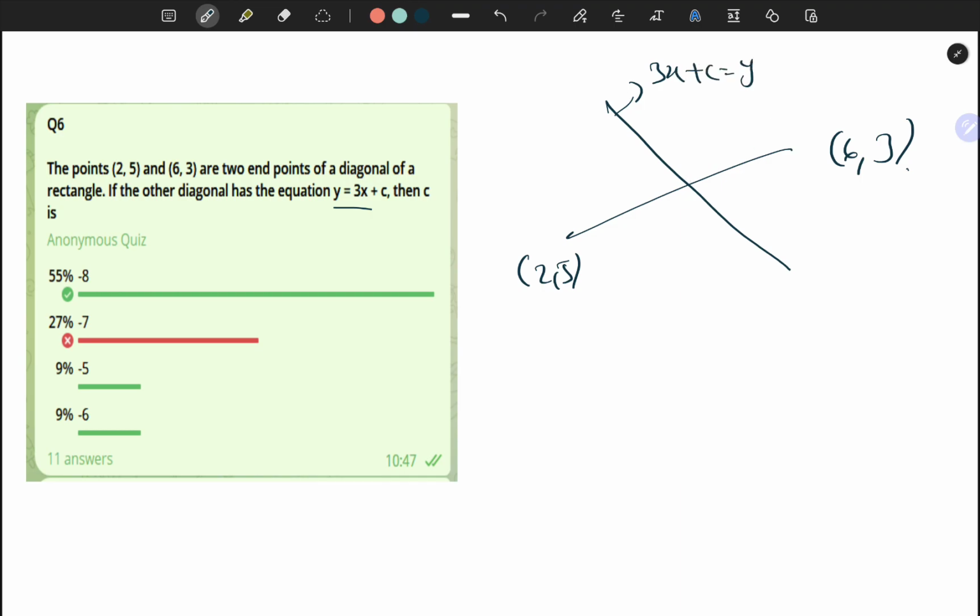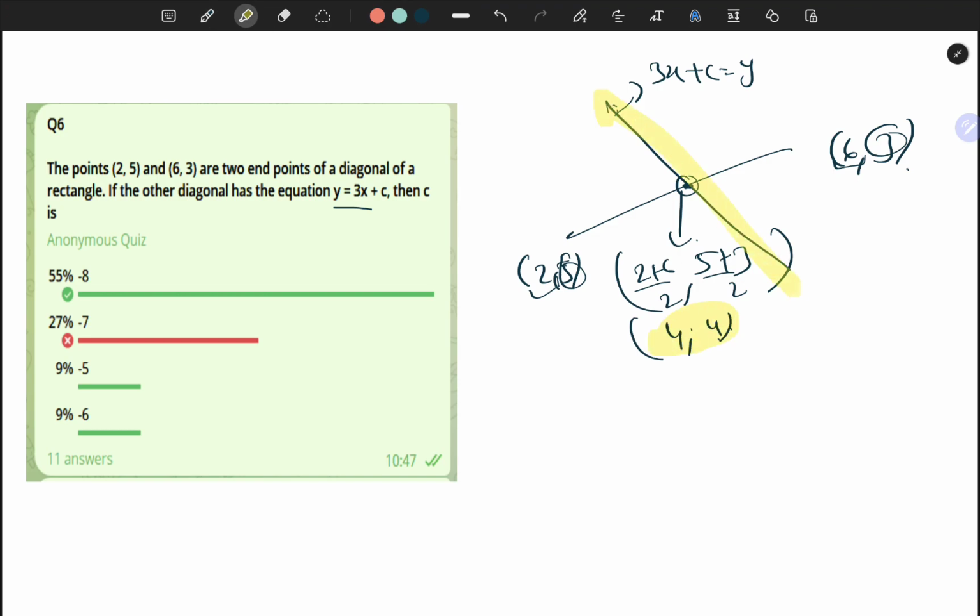Now there is a property that the diagonals of a rectangle meet at the midpoint. So the coordinates of this will be (2 plus 6) by 2, comma (5 plus 3) by 2. So this is 6 plus 2, 8, 4, 5 plus 3, 8, 8 by 2, 4. So if this point lies on this line, then this point should satisfy this equation. So just put this in that. So 3 into x is 4, plus c, which we don't know, and this is 4 as well. So c equals 4 minus 12, which is minus 8, the answer to this question.